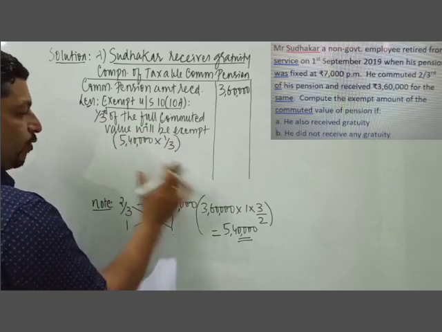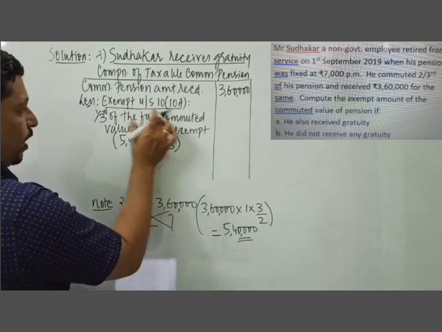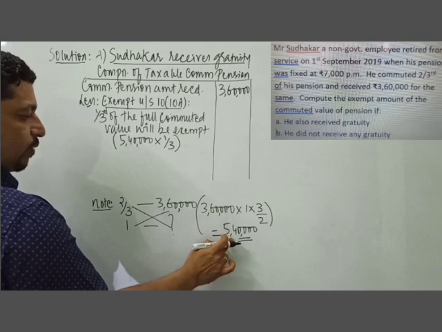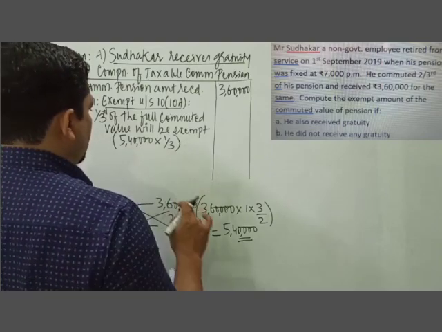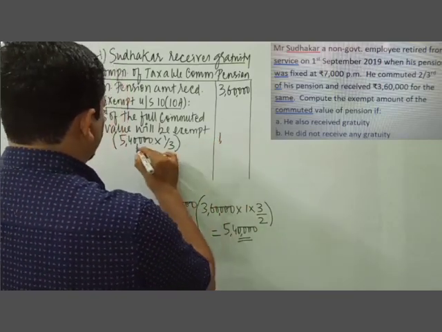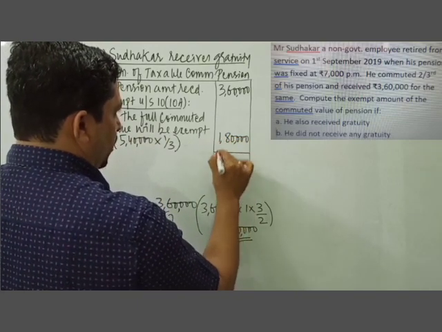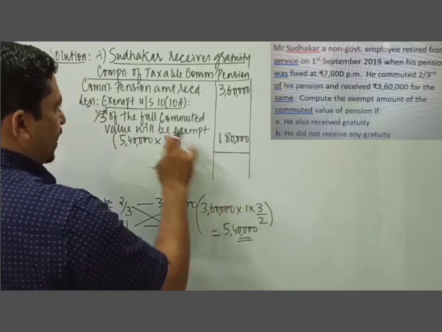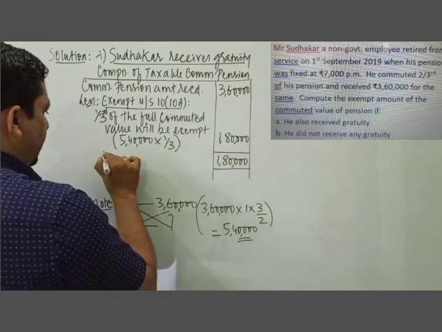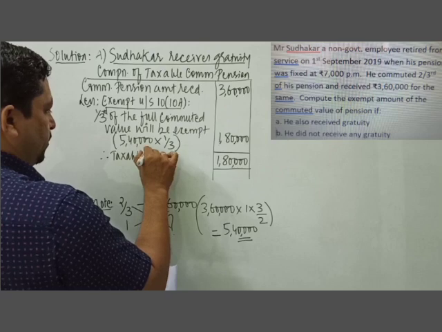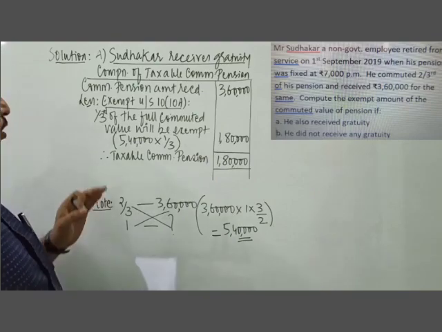See, in the previous problem, we wrote the entire fraction once again, and then we wrote outside the bracket 1/3 will be exempt. So I am directly taking this value which is already calculated, 5,40,000 into 1 by 3. So 5,40,000 into 1 by 3 is 1,80,000. So of 3,60,000, 1,80,000 is exempt amount and remaining 1,80,000 will be taxable commuted pension. This is about question A.